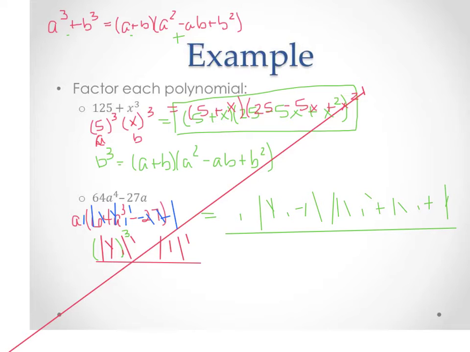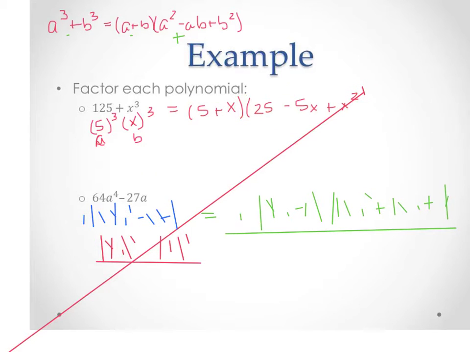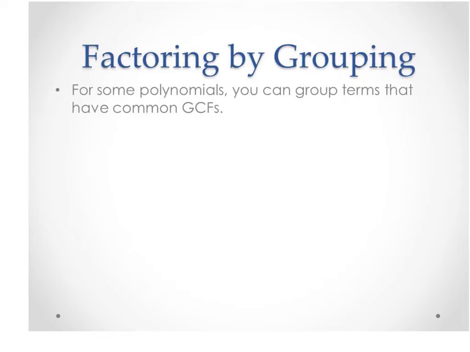Remember, if you're factoring, you should always be able to get back to where you came from, so you should be able to multiply that out and get back to 64a to the 4th minus 27a. Trinomials, you should be fairly comfortable with factoring. Anything more than 3 terms, you are going to factor by grouping.